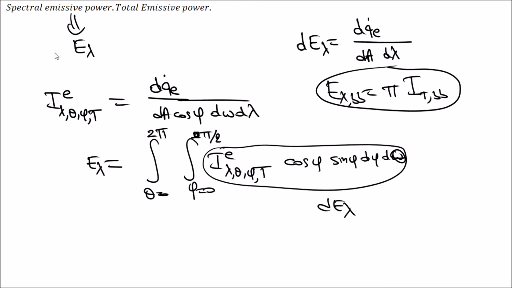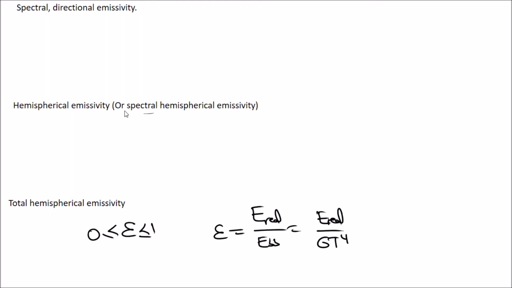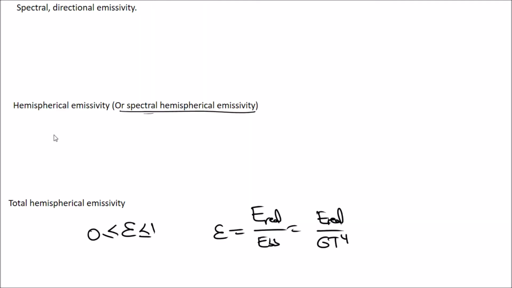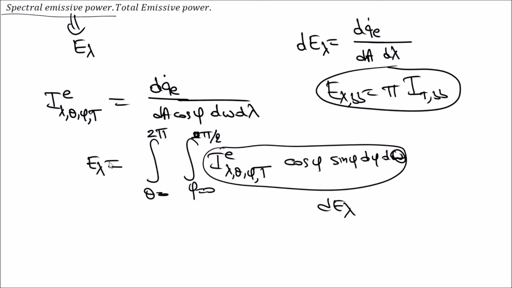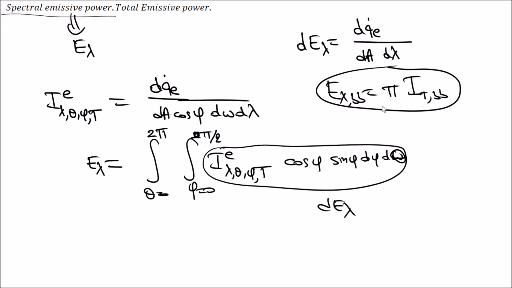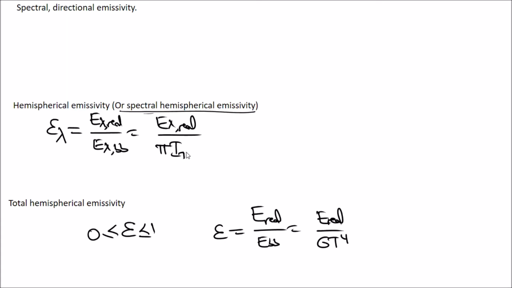And the spectral hemispherical emissivity is similar to this one. Spectral emissive power will be E lambda. This one is the same as here, we divide E lambda real by E lambda black body. And E lambda real is divided by pi times I of the temperature for the black body. It is a function of the temperature, or you can write it in full terms.